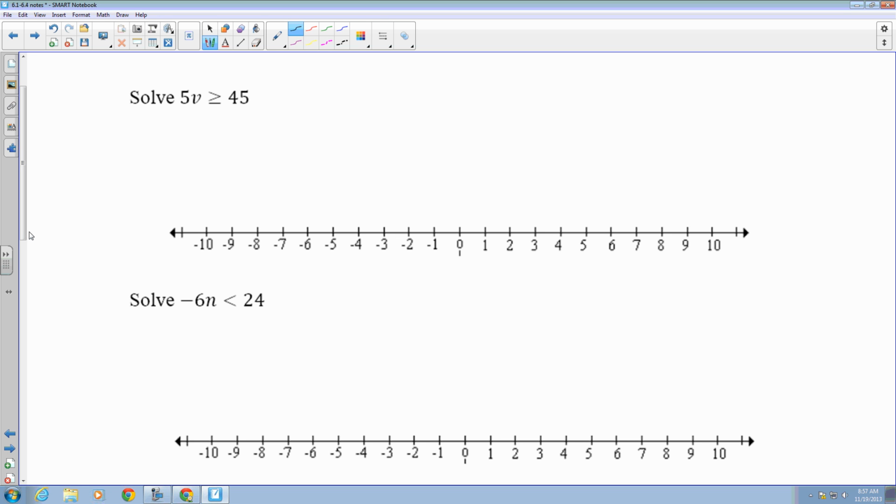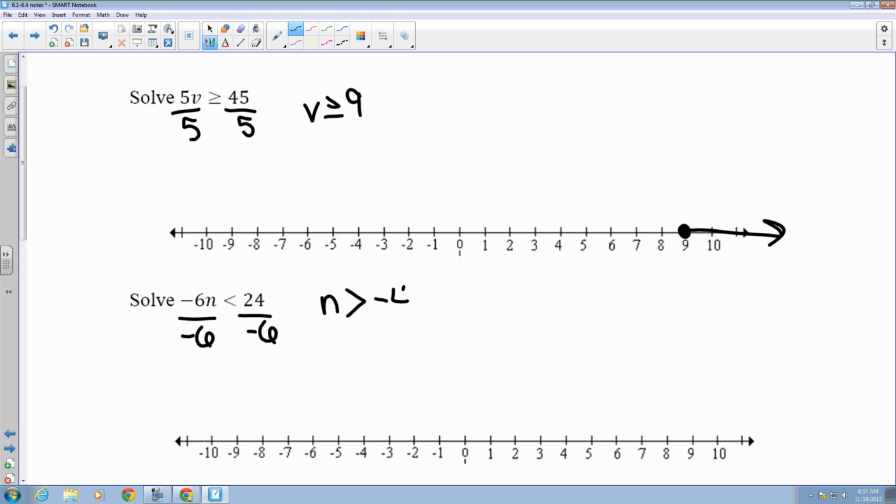Okay, divide both sides by 5. We didn't divide by a negative, so that's just 9. Greater than 9. Divide by negative 6. n is greater than, flip the inequality, negative 4. So it's to the right.